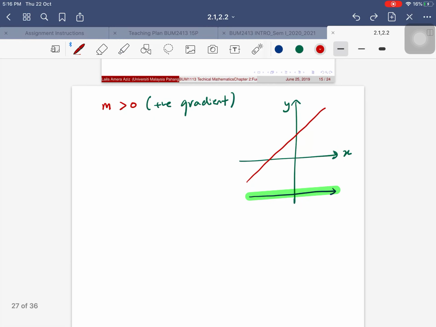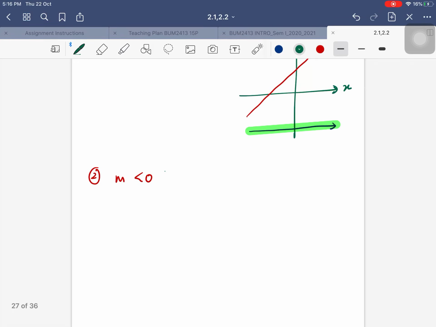My function is actually increasing as the value of x increases. And we could also have the second case, when your gradient is less than 0, meaning you have a negative gradient. Negative gradient means that as the value of x increases, your function actually decreases. It's going to be the other way around. And this is going to be my x direction, and this is going to be my y direction.